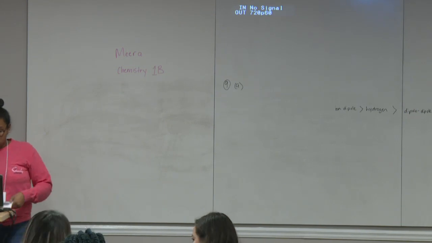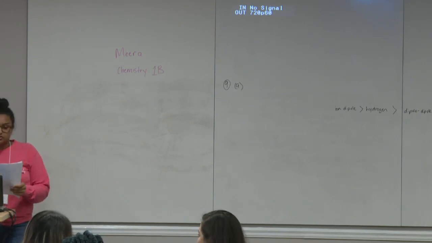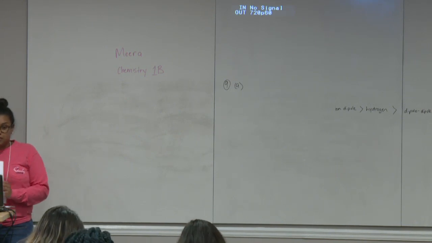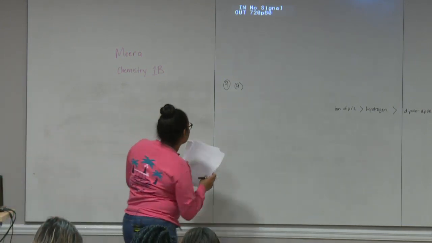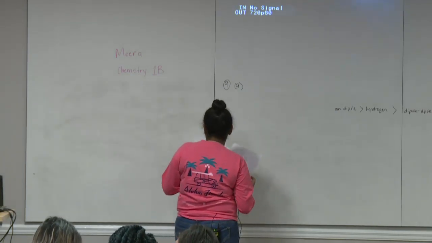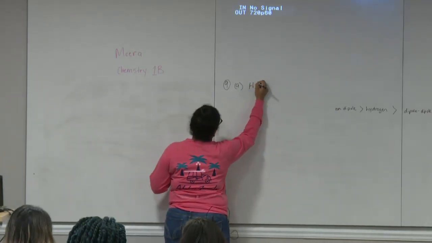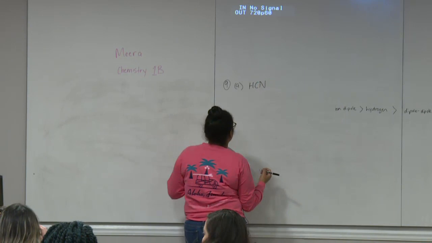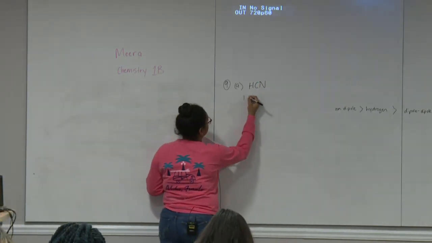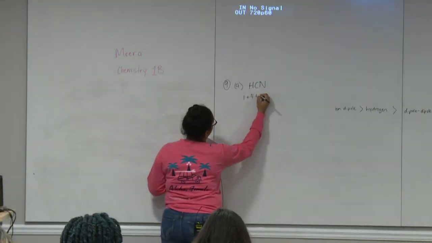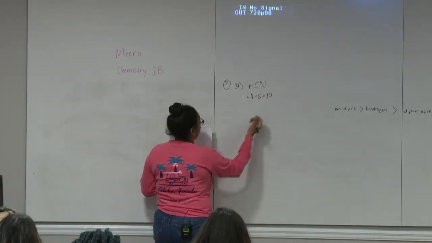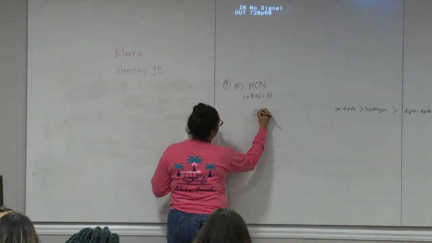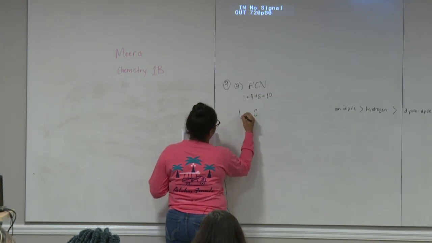Okay. So the next question asks for Lewis structures, electron geometry, molecular geometry, angles, and hybridization. We're going to start with drawing the Lewis structures first. A is HCN. When drawing Lewis structures, the first thing you do is count out all your electrons. So 1 plus 4 plus 5, we have 10 electrons. We know that carbon is going to go in the middle, and hydrogens are always terminal.